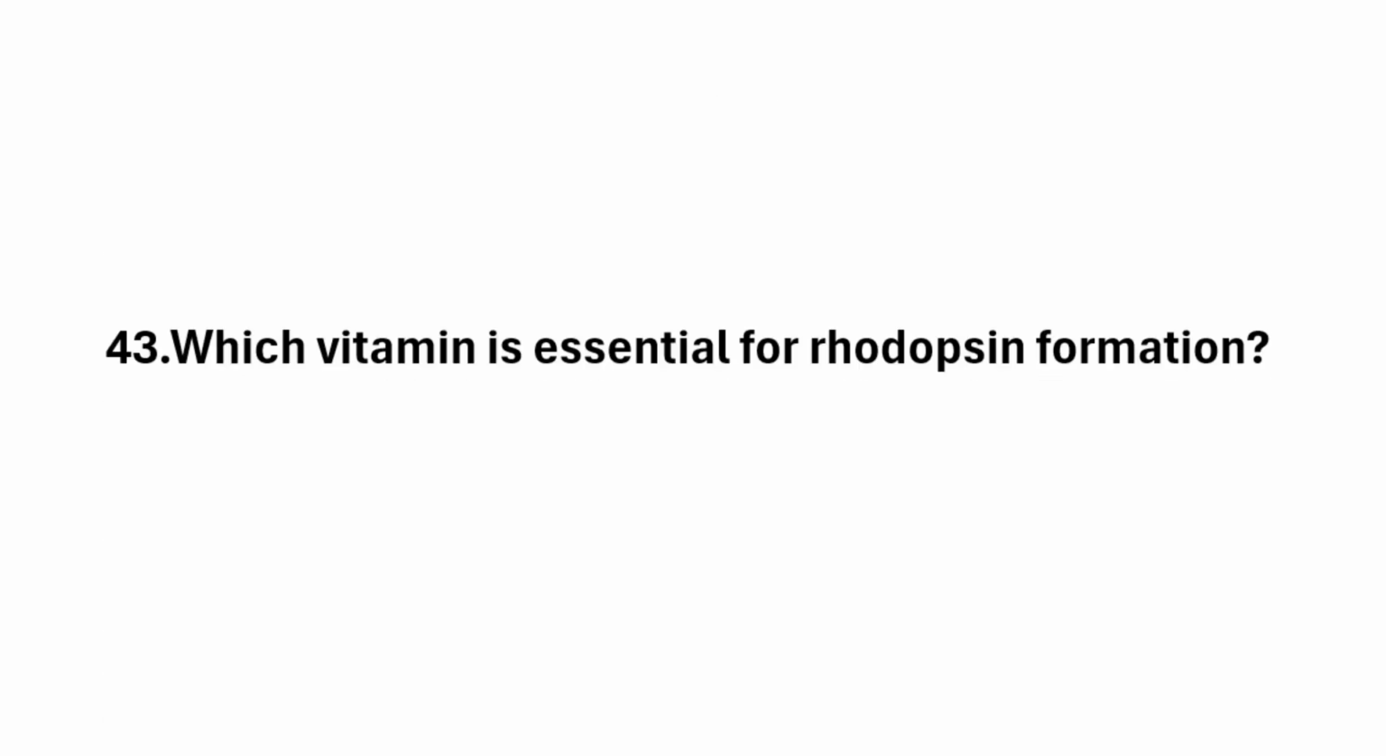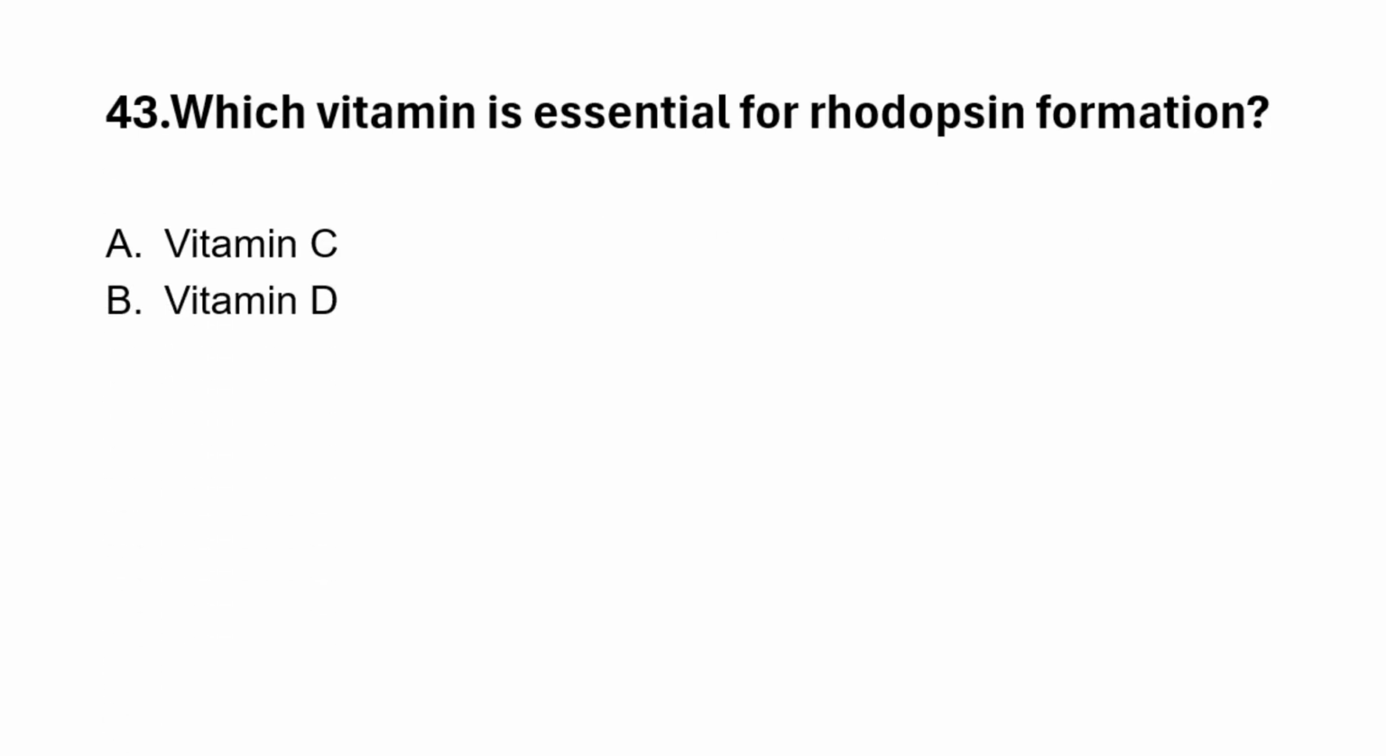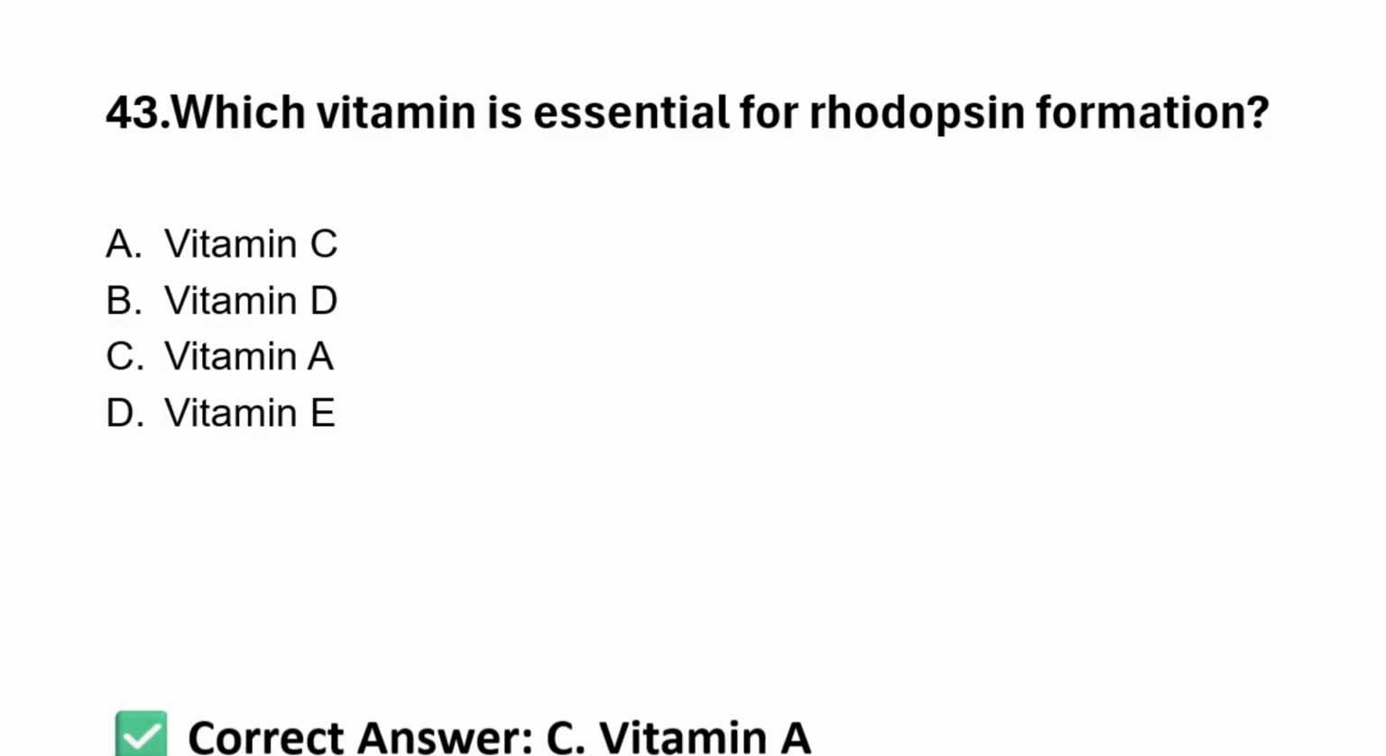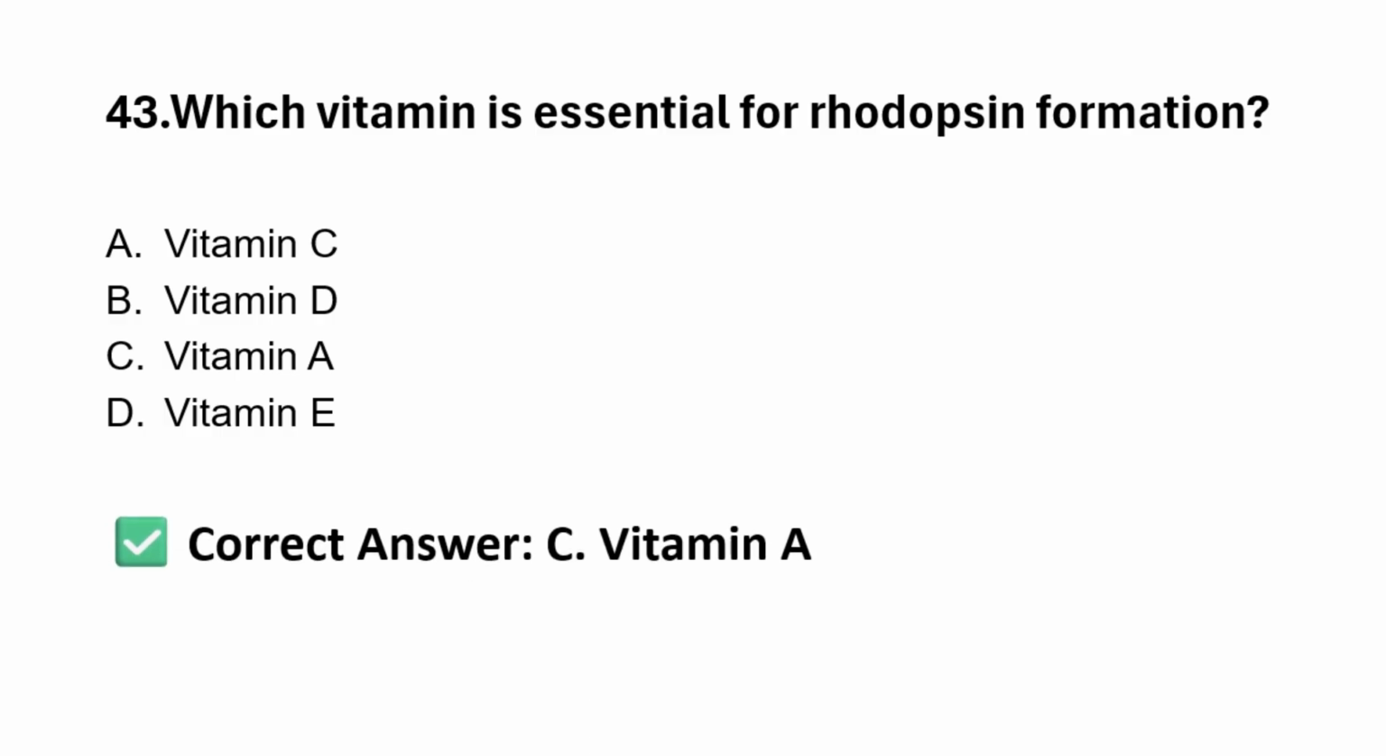Moving to the next question, question number 43. Which vitamin is essential for rhodopsin formation? Option A, vitamin C, option B, vitamin D, option C, vitamin A, and option D, vitamin E. So the correct answer is option C, vitamin A. Vitamin A is required to produce rhodopsin. Without enough vitamin A, night vision becomes affected.